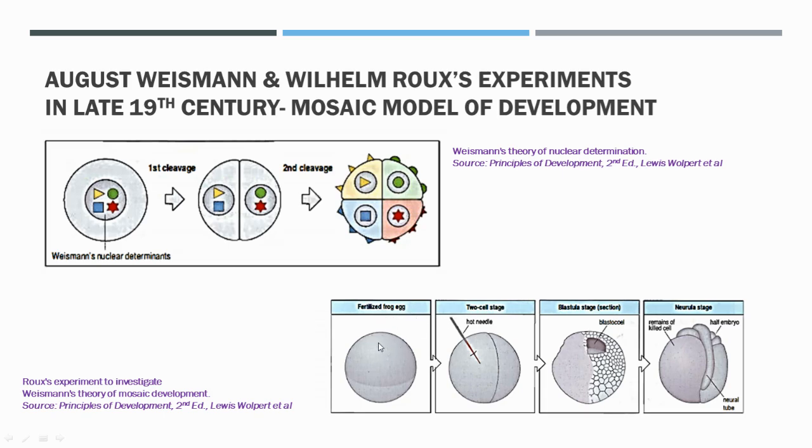He just took a two cell stage frog embryo after post fertilization. This is the zygote, and this is the two cell stage. He poked a red hot needle at one of the two cells, and the cells were formed by longitudinal cleavage and were lying side by side. So suppose this is left and the right, he has poked the left hand side, and the left hand side cell got damaged.